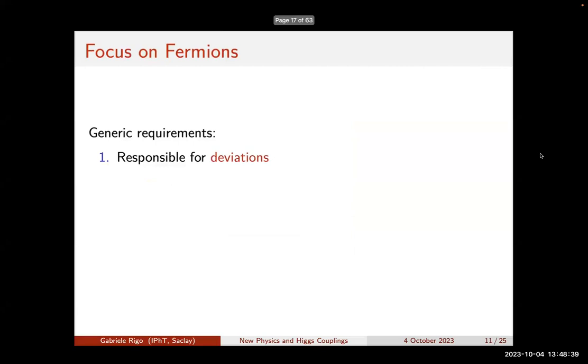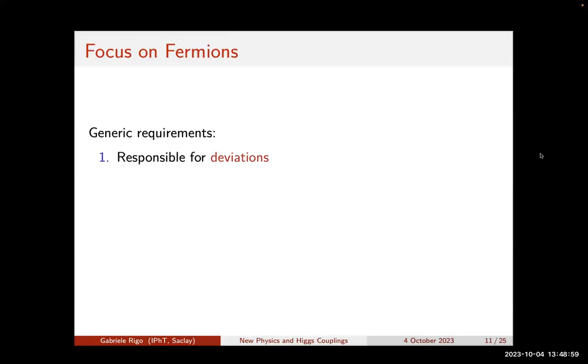Okay, so let me tell you a bit more about these new fermions that we introduced. So far, the starting point is that they can be as general as possible. Again, this is a model independent statement, but there are a few considerations that we can make to restrict our analysis. So we can set some reasonable requirements on these new fermions.